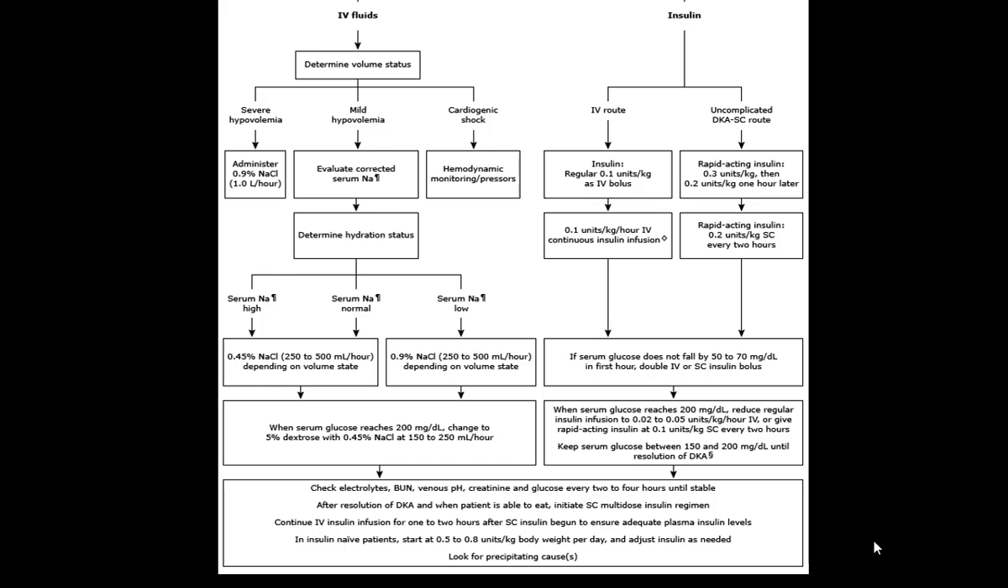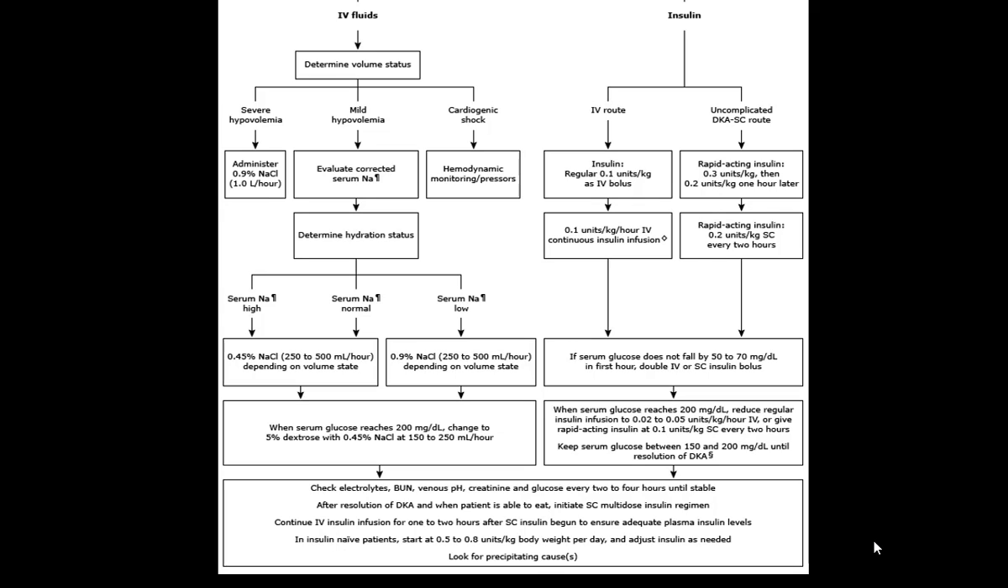So the same thing as I said, you look for 2 things: you are looking at the volume status and you are also targeting your blood sugar. When you are looking at your volume status, if the patient is severely hypovolemic, you administer 0.9% saline. If the patient is mildly hypovolemic, you look at the sodium and correct it accordingly. And if the patient has cardiogenic shock, right, then you would do your hemodynamic monitoring and your vasopressors and so on and so forth.